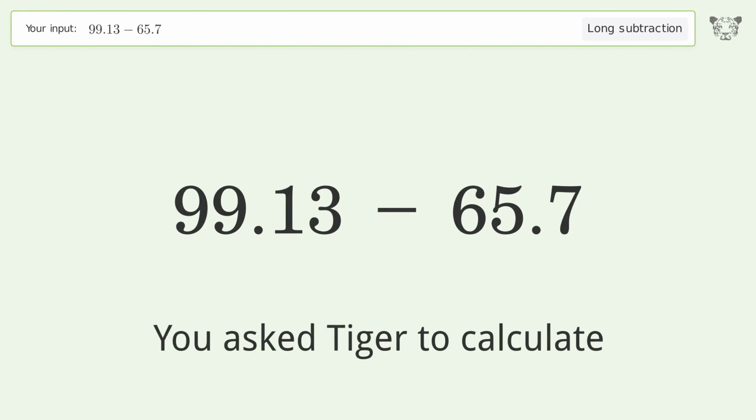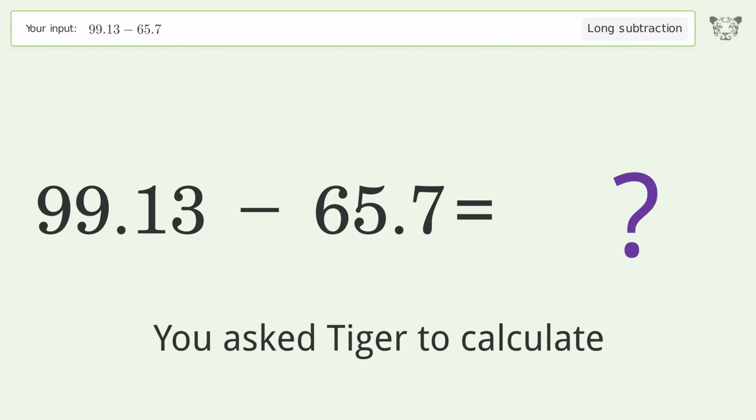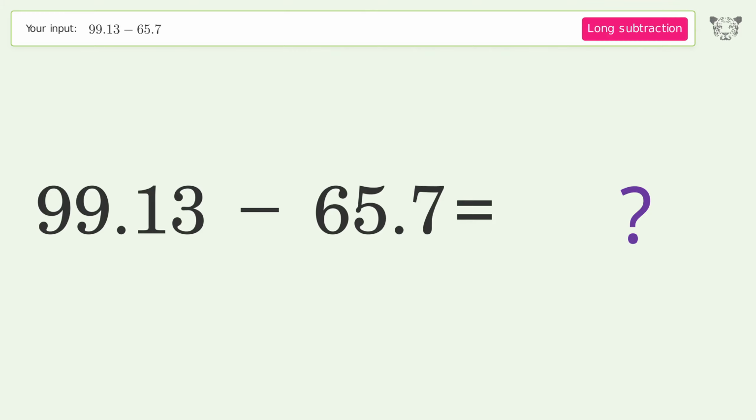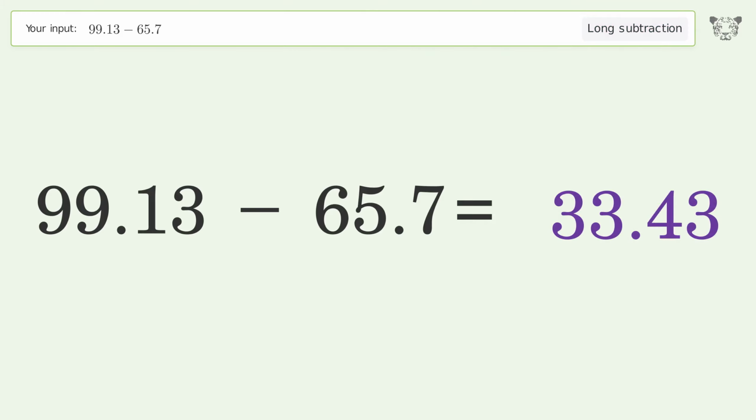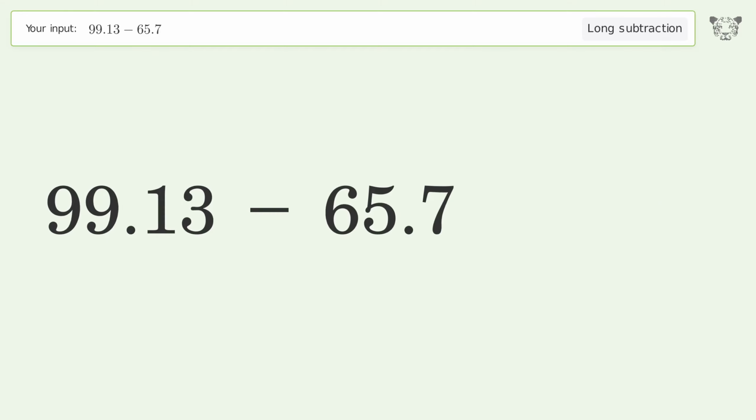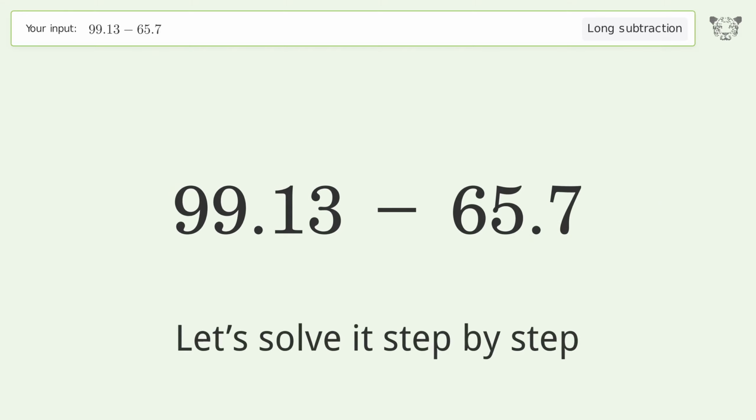You ask Tiger to calculate. This deals with long subtraction. The final result is 33.43. Let's solve it step by step.